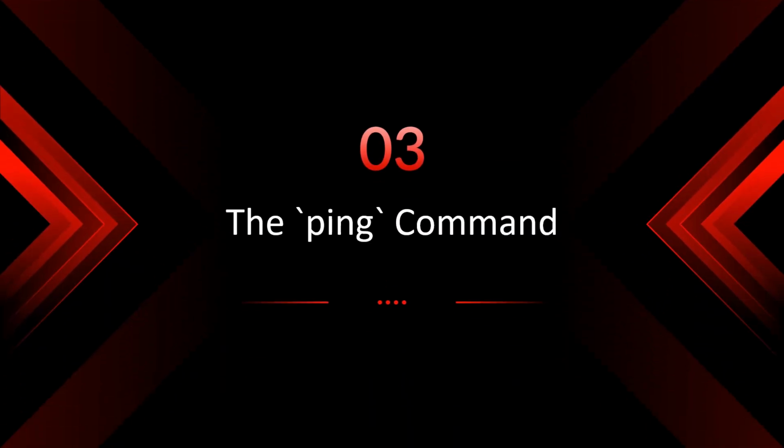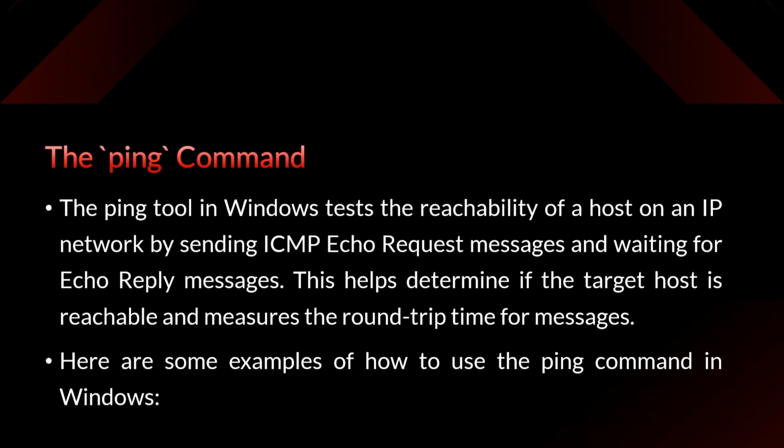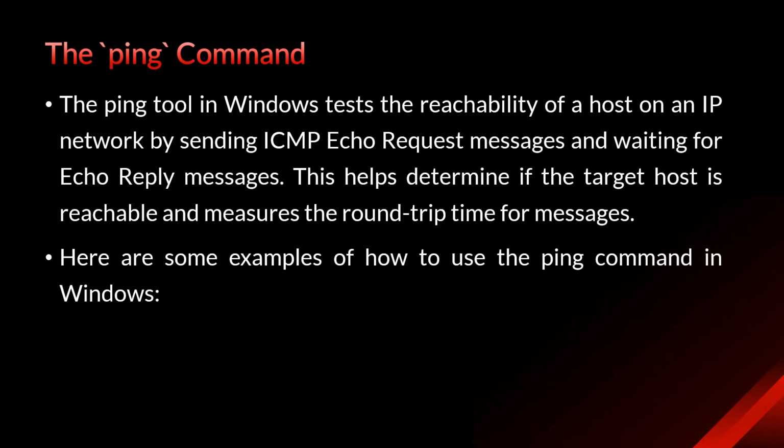Number 3. The ping command. The ping tool in Windows tests the reachability of a host on an IP network by sending ICMP echo request messages and waiting for echo reply messages. This helps determine if the target host is reachable and measures the round-trip time for messages. Here are some examples of how to use the ping command in Windows.